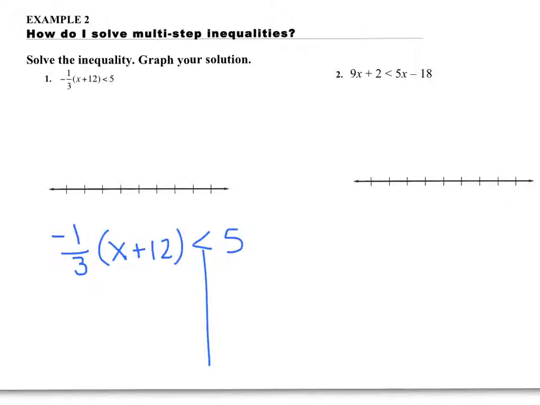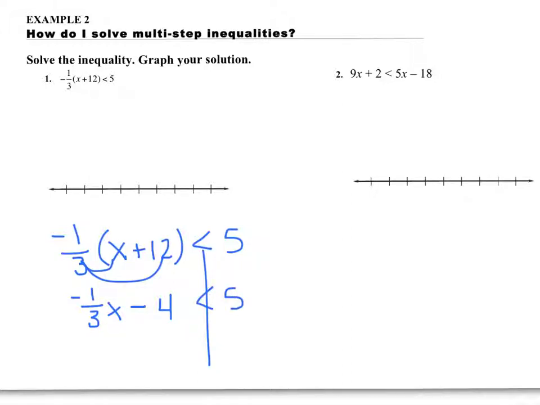All right, so I'm going to solve this one. You can do one of two things here. You could either distribute the negative 1/3, or you can multiply by its reciprocal. I'm just going to go ahead and distribute this, because remember, you want to have simplified everything on one side before bringing it over to the other. So I'm going to have negative 1/3 x, and then negative 1/3 times positive 12 is going to give me a negative 4 is less than 5.